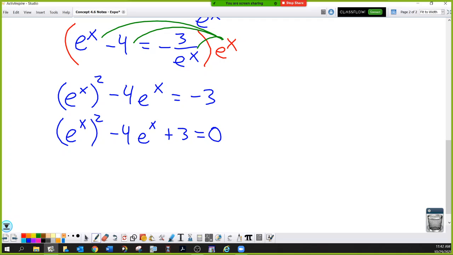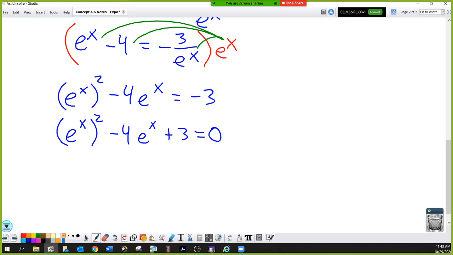Why did you bother distributing the e to the x out? Couldn't you have just left it there and solved for that? Oh no, you have to distribute it to all the parts because the left side has a plus or minus on it. But it equals -3, though. It doesn't equal 0.